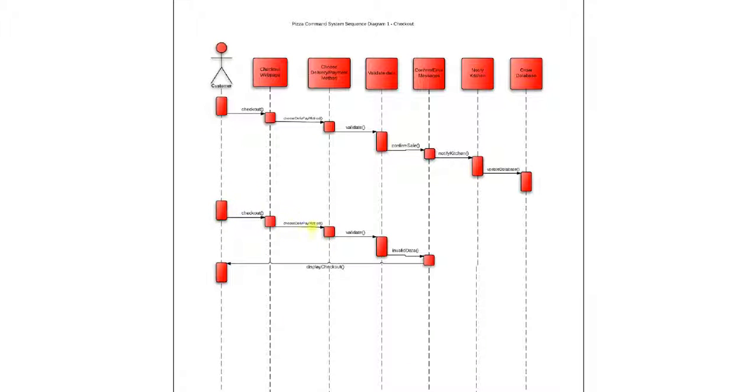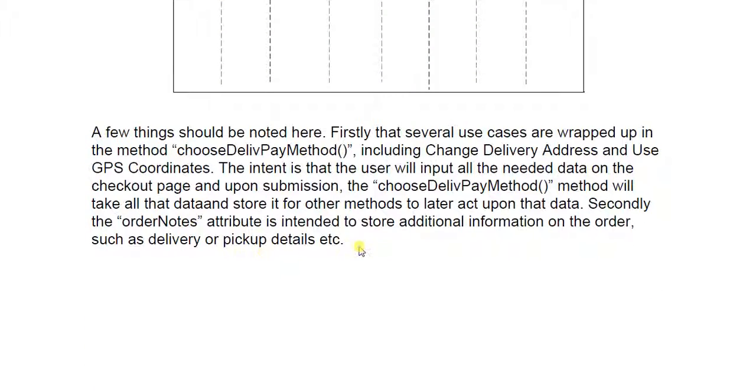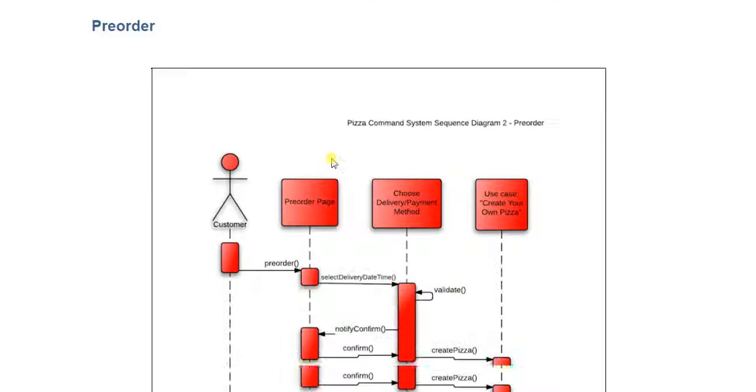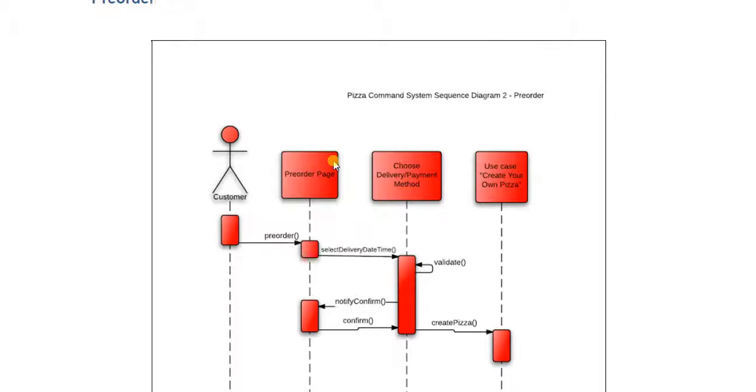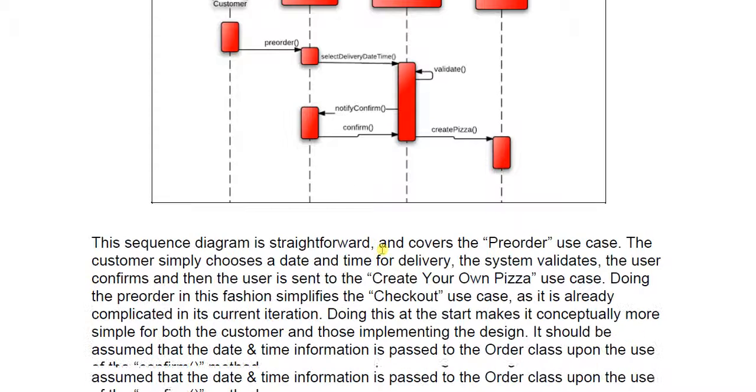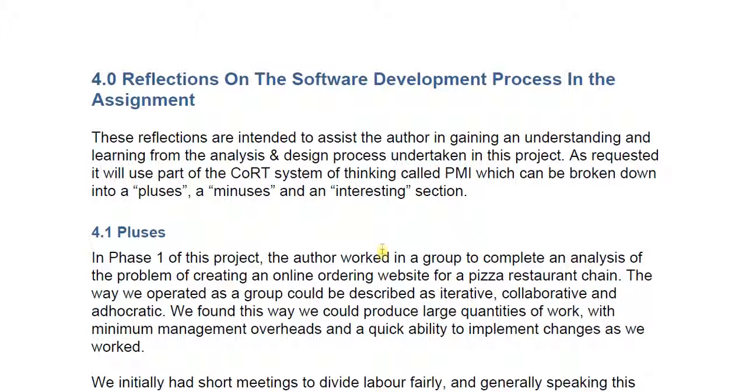Unhappy path is checkout, same as before, but with invalid data, you send the customer back to displaying the checkout again. So that choose delivery pay method takes in a lot of the information. It takes a lot of functionality within the new functionality. The pre-order use case is very simple: a bit of data validation, then a confirmation message, and then you create the pizza. Then you go into the create pizza use case. Very straightforward. Okay, and that's the overview of my model and the classes and all that.